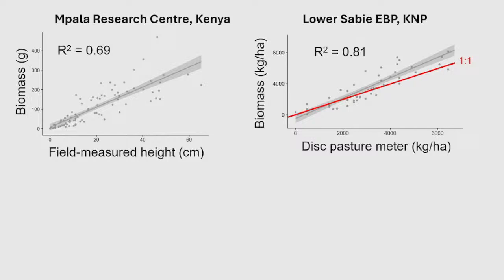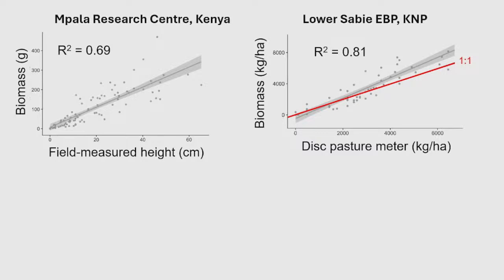Okay, so what I'm showing here on the left side is Impala, so Kenya, on the right side here is Kruger. This is all field data, right? Just to say that field methods, the standard field methods that we've used for decades still do work. So at Impala, this is a measurement of height. Height accurately predicts biomass here with an R-squared of about 0.7. At Kruger, we use the disc pasture meter because there's a great scaling equation developed here at Kruger to do that. But again, a fairly strong correlation.